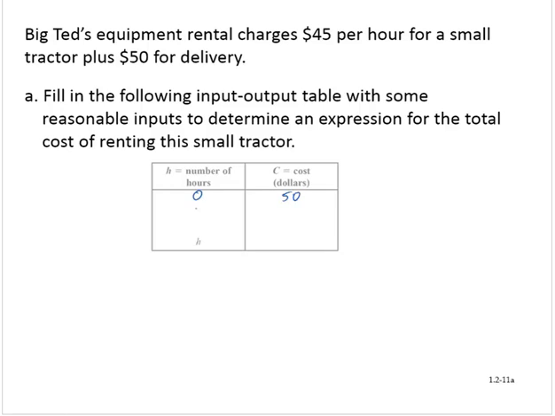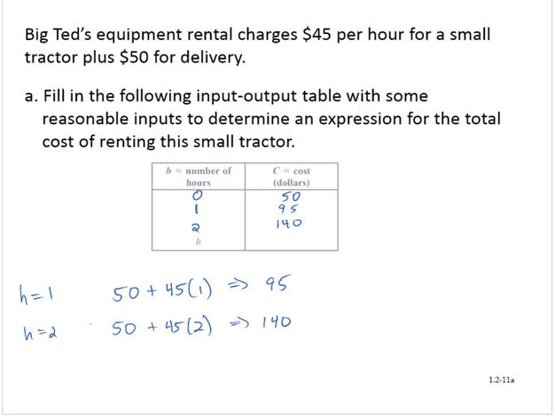Alright, what if it was 1 hour? If H was 1, then we would have a $50 delivery and a $45 charge for 1 hour, and following the order of operations, that would be $95. And what if we had 2 hours? Then we would have a $50 delivery charge plus 45 times 2 hours, so that would be 90 and 50, that's 140.